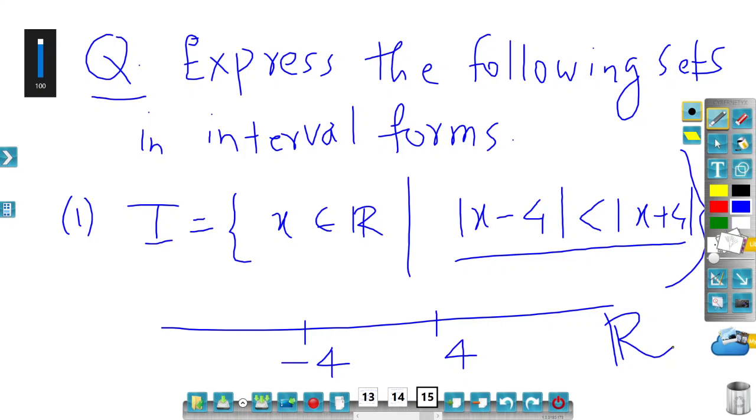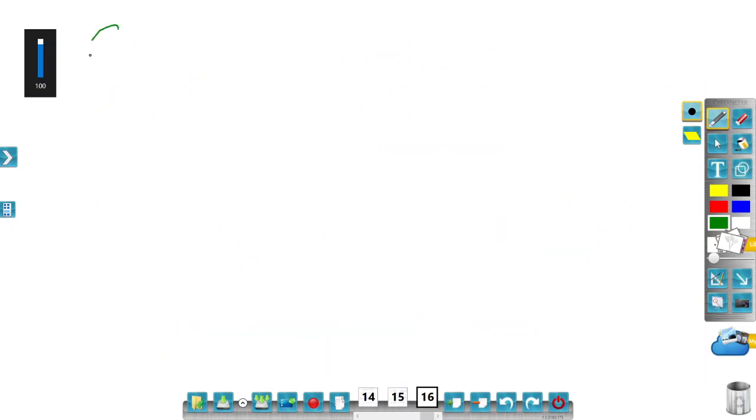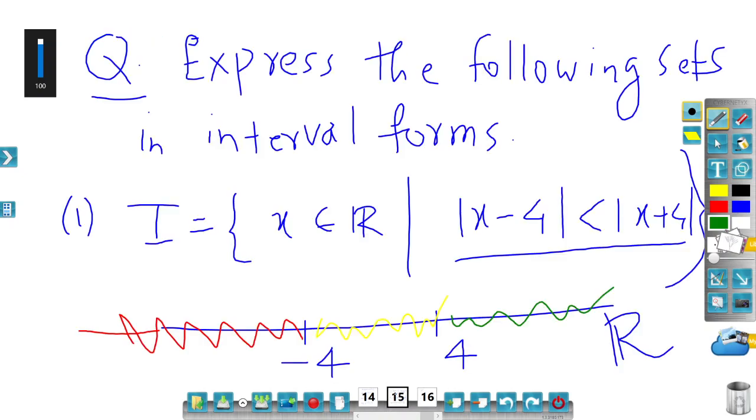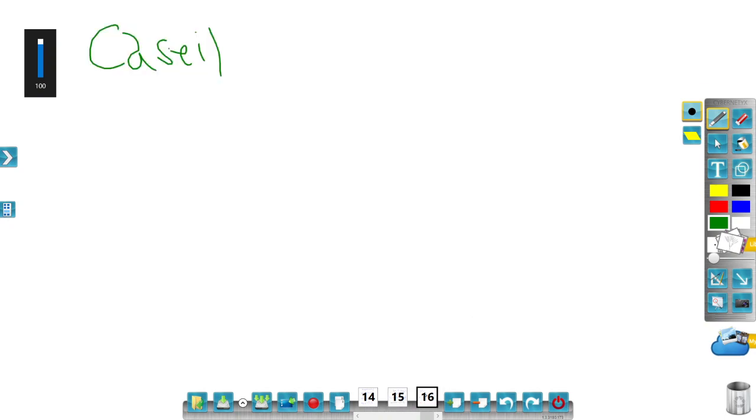Case number 1 is if my x is below minus 4. Case number 2 is if my x is between minus 4 and 4. And case number 3 is if x is above 4. If I take these 3 cases, definitely my entire real line will get covered. So let's do that. Case 1: x is less than minus 4.